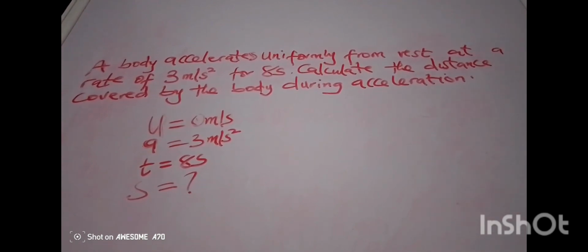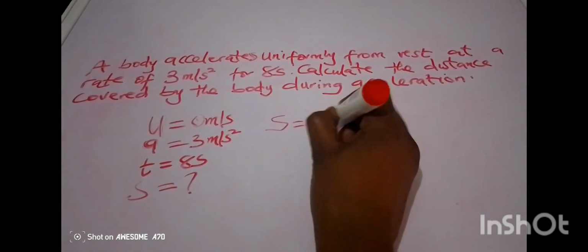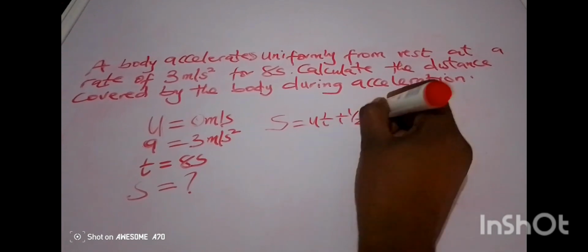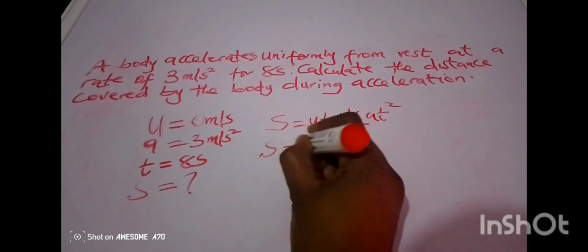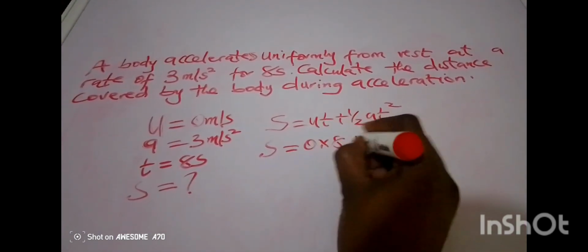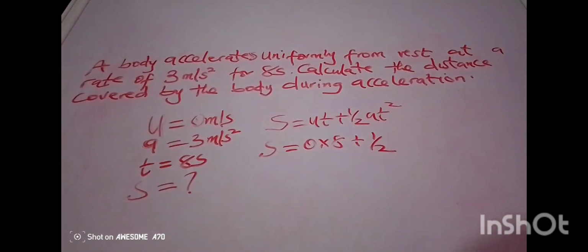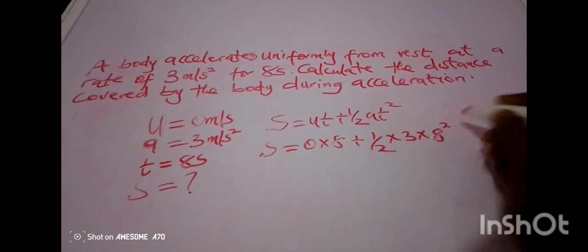If you look at this s, u, a, t, there's an equation of motion that we need to apply, and that one is s equals ut plus half at squared. So it's very important that you master the equation of motion. So let's quickly substitute the parameters into the equation of motion now. So our s is u, and u is 0, multiplied by our t, which is 8, plus half, and a, which is 3, times t squared, that is 8 squared.